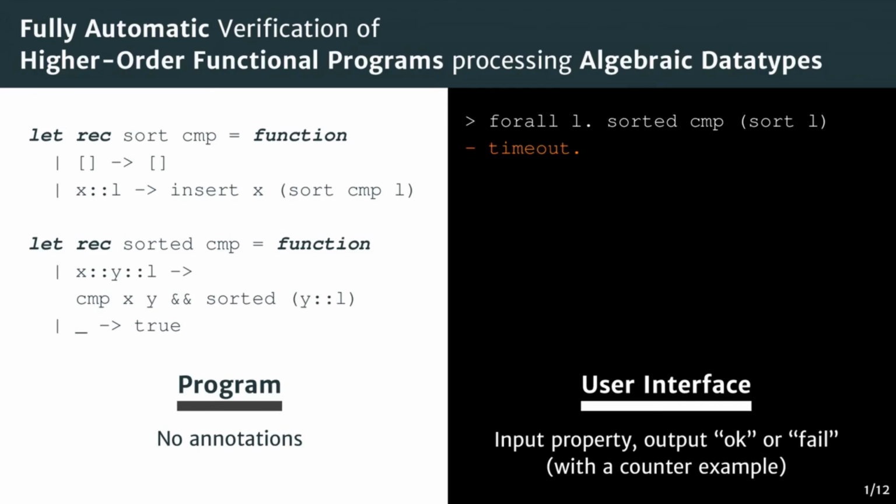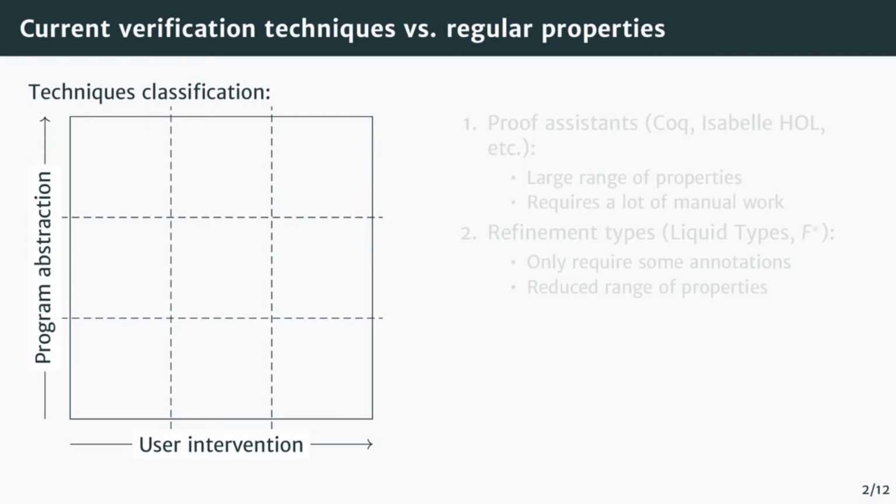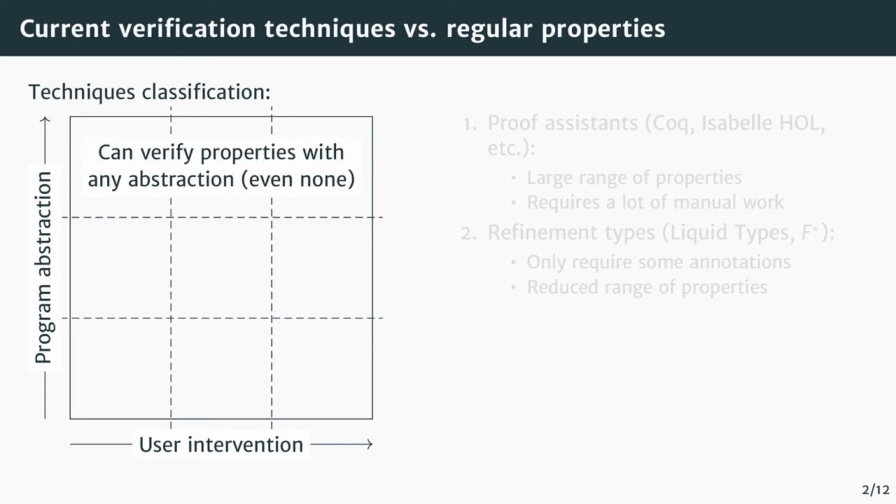To understand why our contribution was necessary and how it relates to other higher order functional program verification techniques, I'd like to place every technique on this diagram. Many properties can be verified by simplifying or abstracting the behavior of the input program in a certain way. So we can classify verification techniques according to the abstraction they can generate. On the bottom, we put techniques that can verify properties with any regular abstraction. On the top, we put techniques that can verify properties with any abstraction. Overall, this axis measures the range of properties that can be verified by the technique.